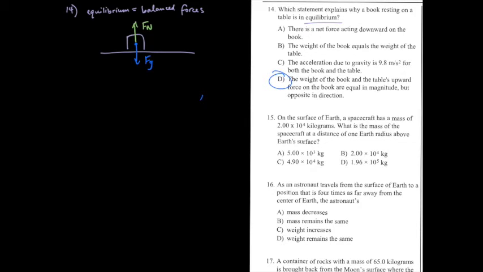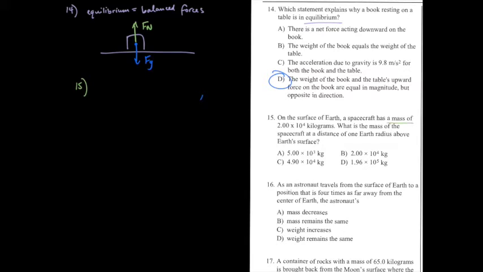Okay, number 14, which statement explains why a book resting on a table is in equilibrium. Once again, equilibrium is balanced forces. If we draw a free body diagram for a book on a table, the only two forces acting here are gravity, or its weight, pulling downward, and in response to that, the surface is going to exert what we call the normal force going back up, equal but opposite in direction. So these two forces balance out, causing it to be at rest and in equilibrium. The only thing that shows that is statement D.